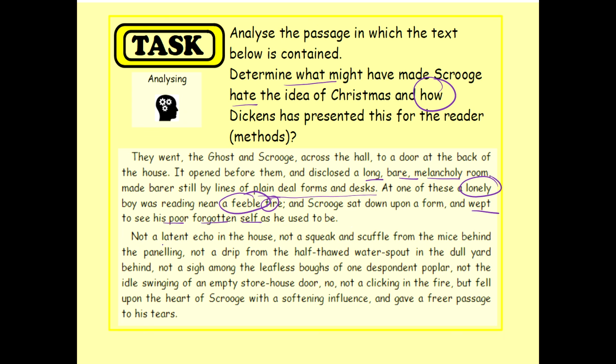Not a latent echo in the house, not a squeak and scuffle from the mice behind the panelling, not a drip from the half-thawed waterspout in the dull yard behind, not a sigh among the leafless boughs of one despondent poplar, not the idle swinging of an empty storehouse door, no, not a clicking in the fire, but fell upon the heart of Scrooge with softening influence and gave a freer passage to his tears.